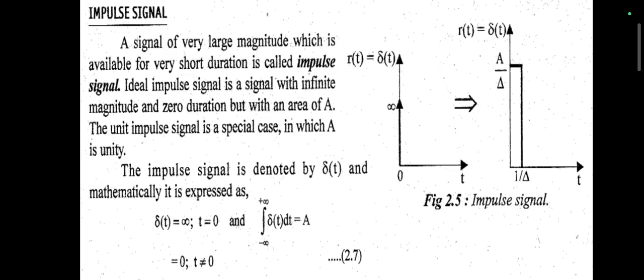Next is the impulse signal. The impulse signal is the one in which a large magnitude, available for a short duration, is called an impulse signal. The ideal impulse signal is a signal with infinite magnitude and zero duration but with an area of A. So delta of t equal to infinity.